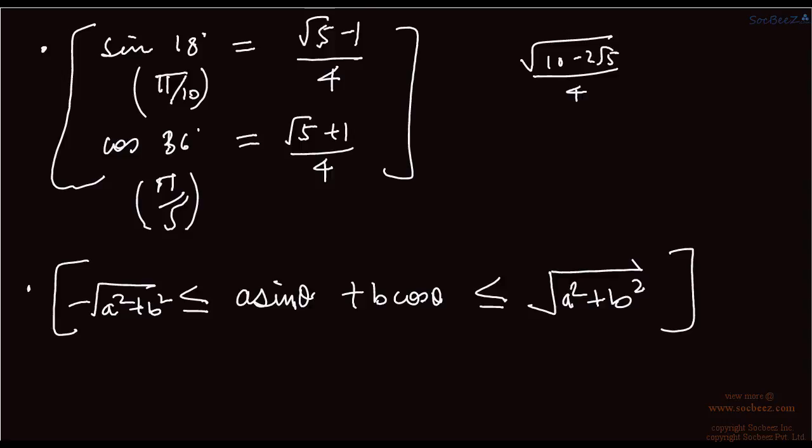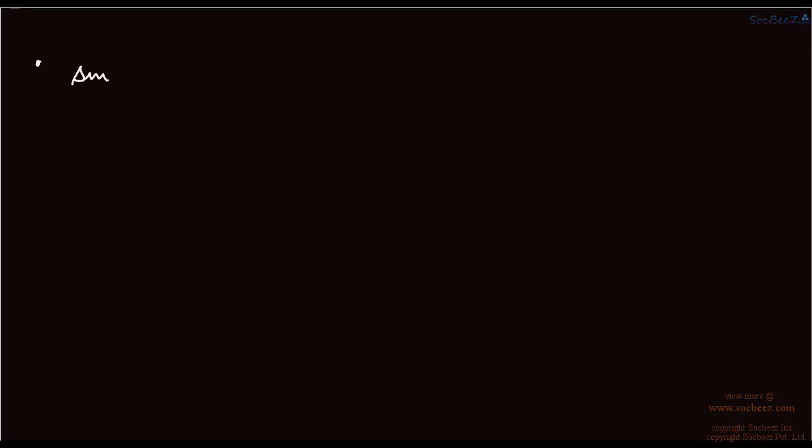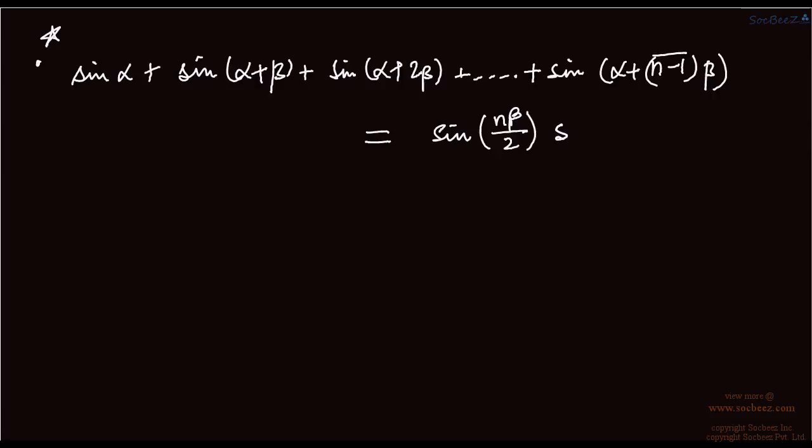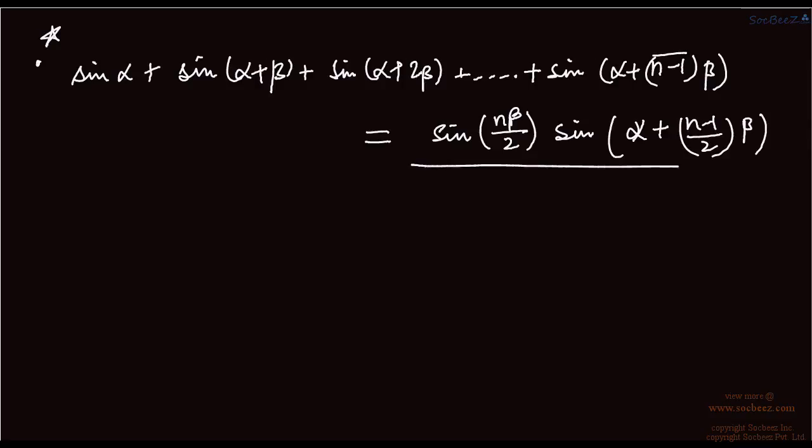Now, sine and cosine series I am going to tell you about. Sine series, this is important: sine of alpha plus sine of alpha plus beta plus sine of alpha plus 2 beta, up to summation up to sine of alpha plus n minus 1 beta, is equal to sine of n beta by 2 times sine of alpha plus n minus 1 by 2 beta, upon sine of beta by 2. Okay, this is the sine series.